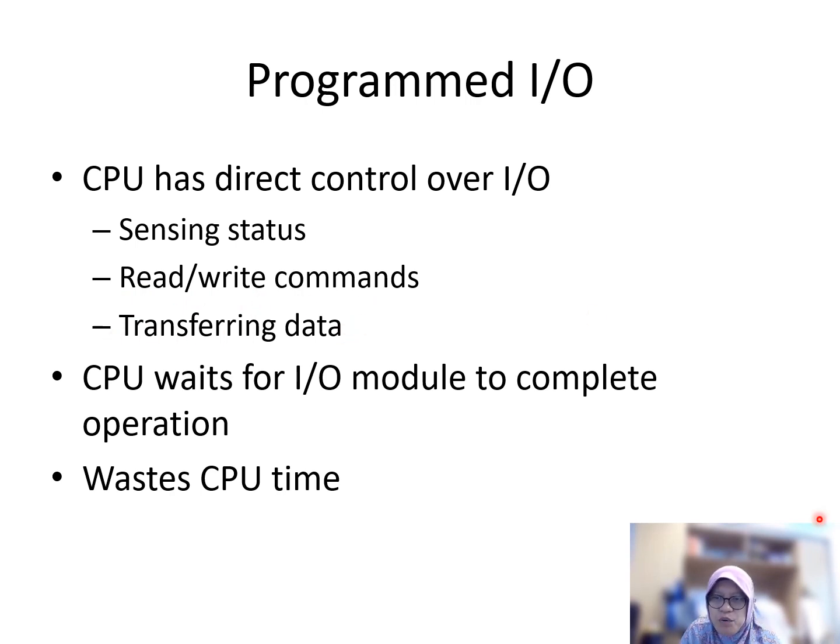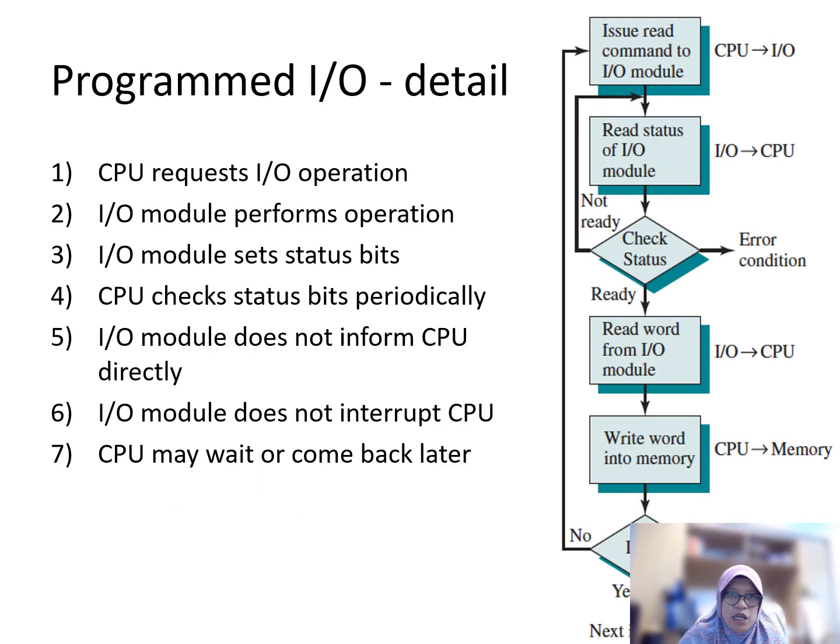So when the processor issues a command to the I/O module, it must wait for the I/O module to complete the operation. If the processor is faster than the I/O module, which is true, this would waste CPU time. When the processor is executing a program and encounters an instruction related to an I/O device, for example, if you require a user to enter input from the keyboard, or you want the program to display output through the monitor, that would require an I/O, right?